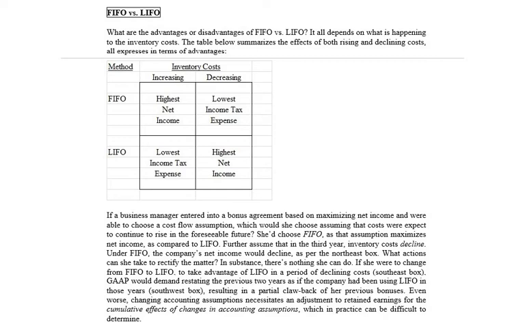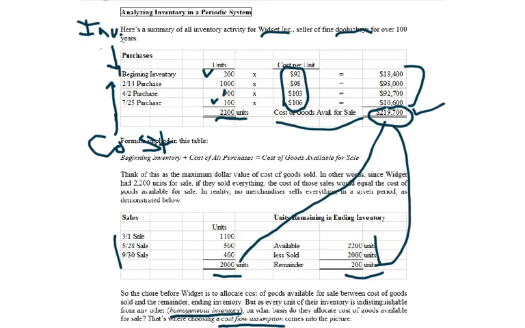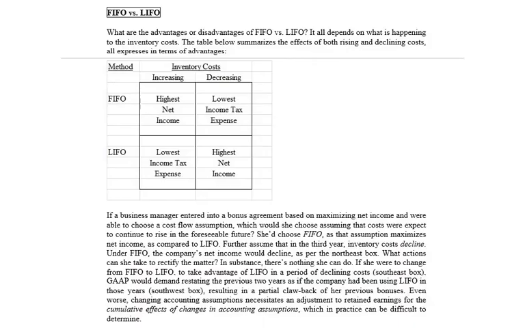Okay, so you have a period of increasing costs, which you'll note is exactly what I gave you in my example. Cost went from 92 to 106, so we have that situation. So which method gives you the highest net income? Because that's how I phrased it here, just two possibilities. Highest net income, lowest income tax expense. So we would pick first in, first out because we're in this period, inventory costs increasing, and we want to be in this box, highest net income.